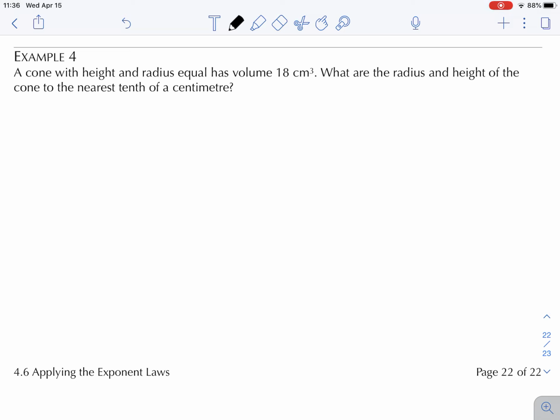Example number 4. A cone with a height and radius equal has a volume of 18 centimeters cubed. What are the radius and the height of the cone to the nearest 1/10 of a centimeter? Got a problem? Let's sketch it out. We've got a cone. There's my cone. It's got a radius, that's r, and it's got a height, that's h. And h and r are equal, so we can call them both r if we want.